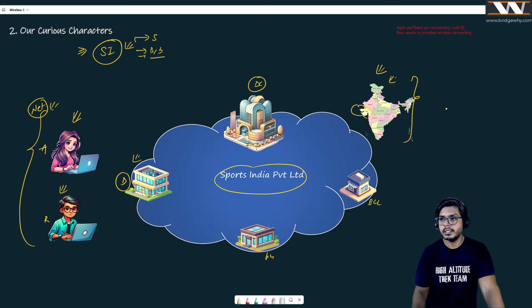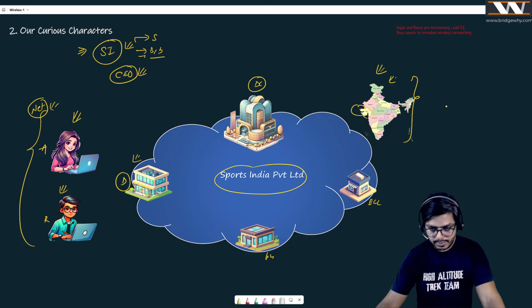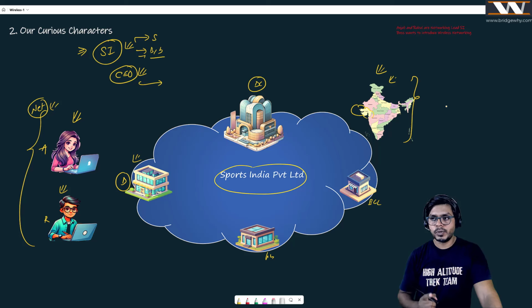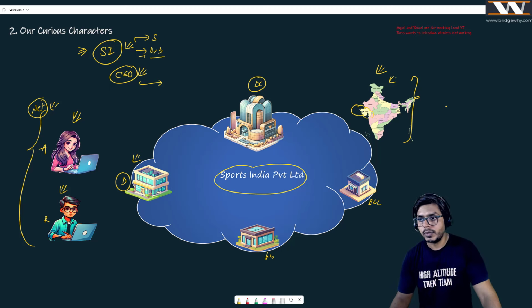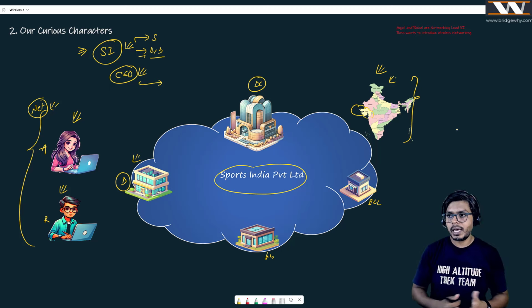And now Mr. CEO of this company wants one thing from Mr. Rahul and Anjali. And he's saying, Mr. and Miss Network Lead, right? I want every employee of Sports India to have wireless connectivity. And here is the problem. Anjali and Rahul don't have any idea about wireless technology. They are pretty happy with the wired one.